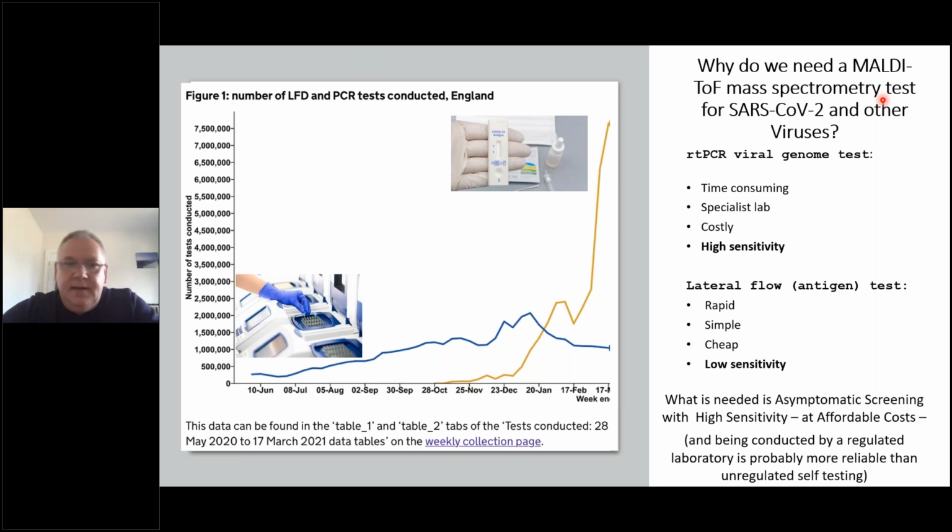Well, what was very fortunate is that we had RT-PCR viral genome testing. That really stepped in to give a handle on this pandemic and essentially put everyone in the right direction to get this under control, and for us to actually monitor this outbreak before the vaccines started to come in. So it was our main way of knowing who was infected. The problem is it's time consuming, we need specialist labs, and it's costly, but it is highly sensitive. This is an issue that I'm going to elaborate on in the next few slides.